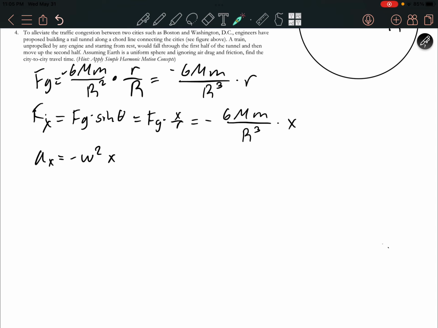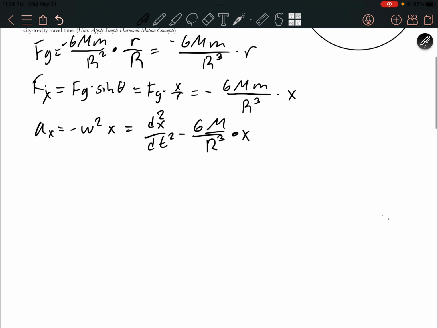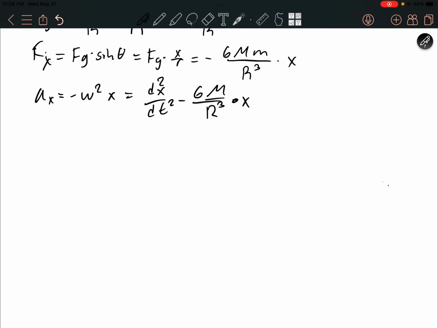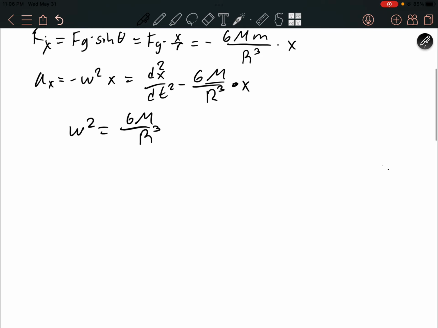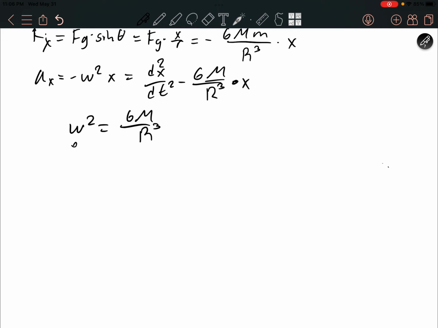Because now if we take this equation right here and substitute for the a of x, we get d squared x dt squared equals negative GM over R cubed times x. And now that we have this, we know that the angular frequency in this case, omega squared, equals big GM over R cubed.